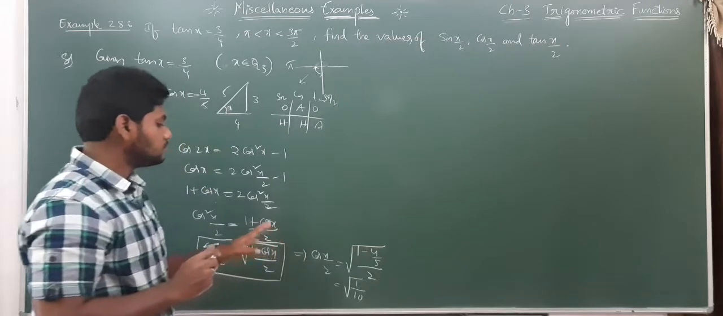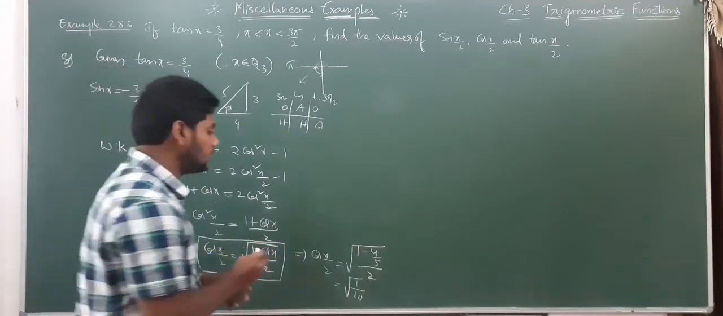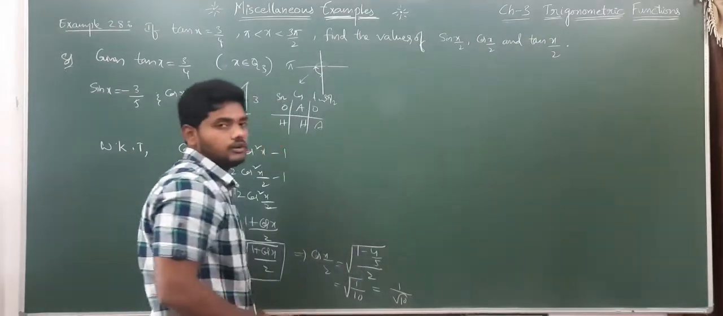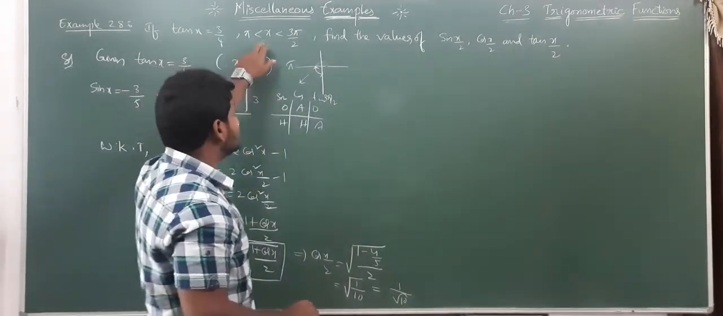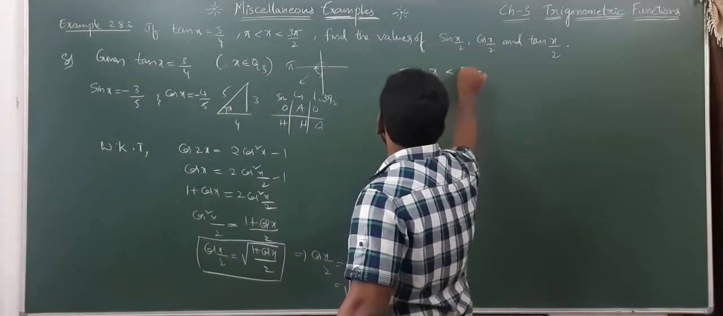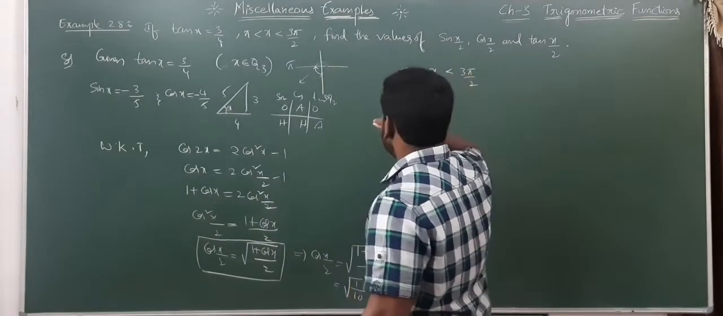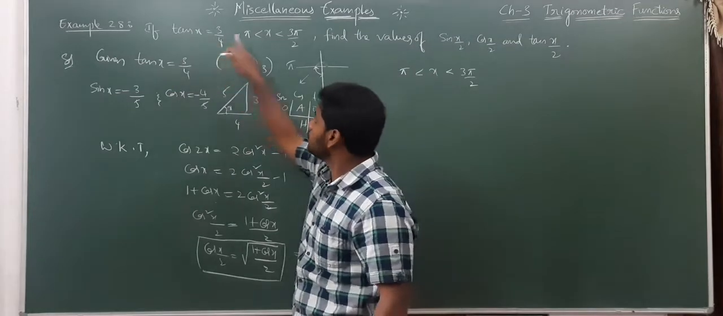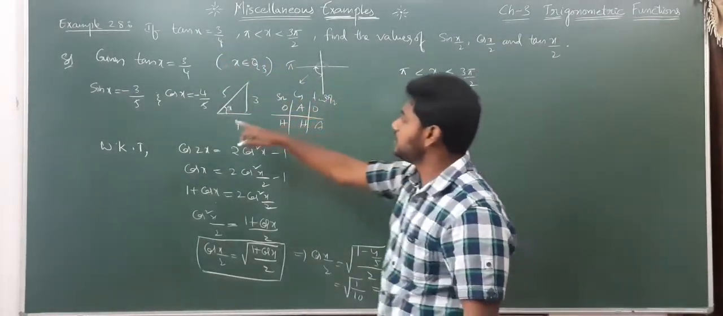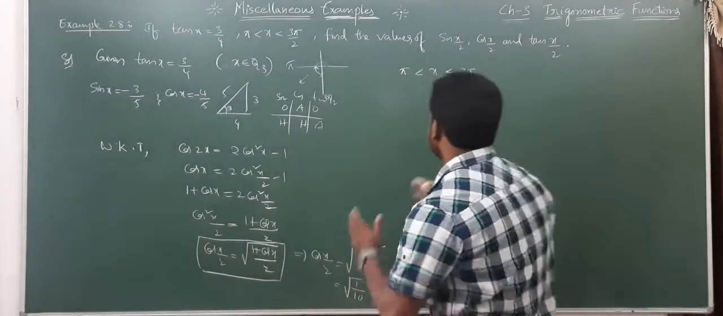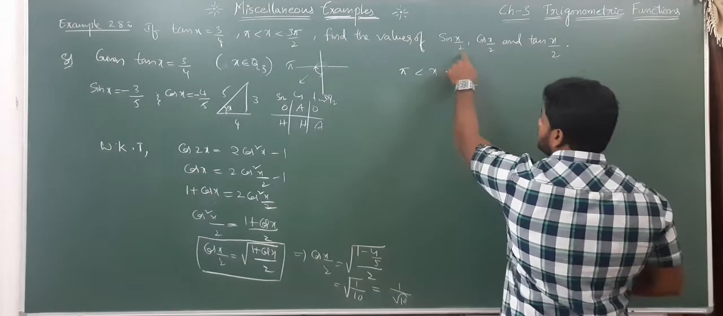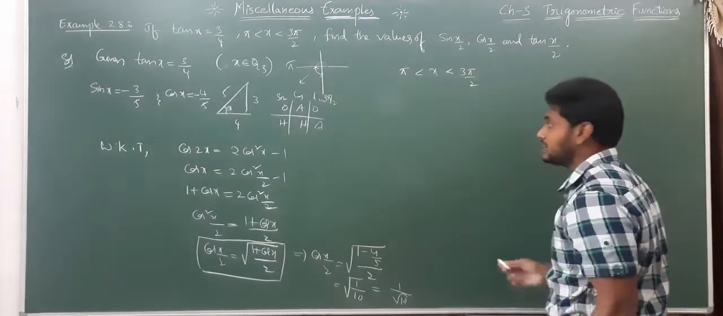So, whether it is positive or negative, how to identify? That 1 by root 10, positive or negative, how to identify? As given, the condition is that x is greater than pi and less than 3 pi by 2. They gave it in terms of x, so based on that only we have written plus or minus. But here the case is different. We need to find x by 2. So to find x by 2 we should not consider x, we need to consider x by 2 only.